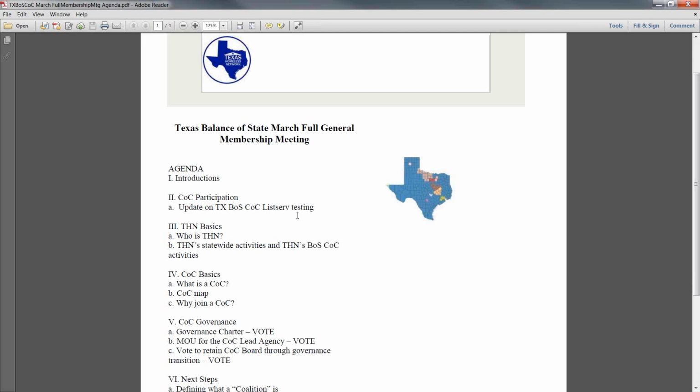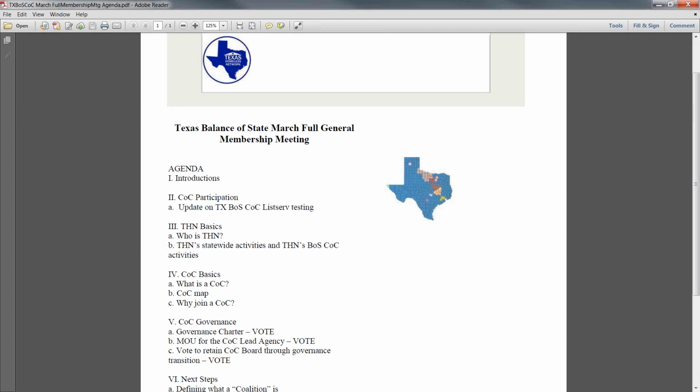And one of the ways we thought we could facilitate that participation and become more efficient with our communication is to roll out a listserv tool. And we thought Google Groups would be a good tool to use for that. We use Google for all of our email and many of our other applications here at Texas Homeless Network. So we began testing that, and we told our members during our last 2 monthly board meetings that we would be testing it with them.